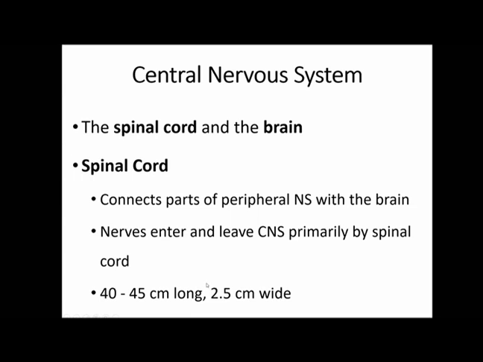And for the physical details of our spinal cord, it tends to be between 40 and 45 centimeters long, depending on the dimensions of your torso. And it tends to be about 2.5 centimeters wide. So it is not that big of a structure, considering all that it does with routing everything through our bodies.